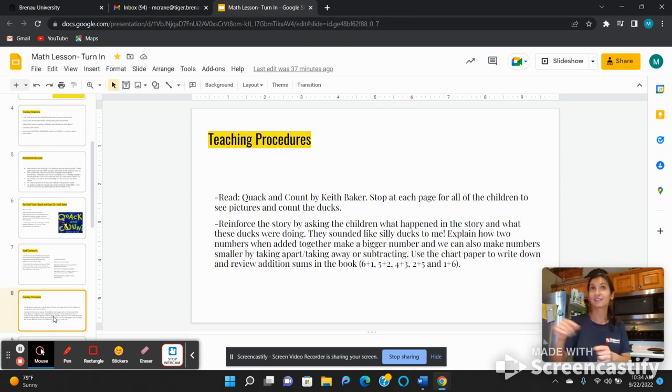Or duck gummy bears. I don't know if they make such a thing. But anyway, my procedures: read Quack and Count by Keith Miller. Stop at each page for all the children to see the pictures and count the ducks.